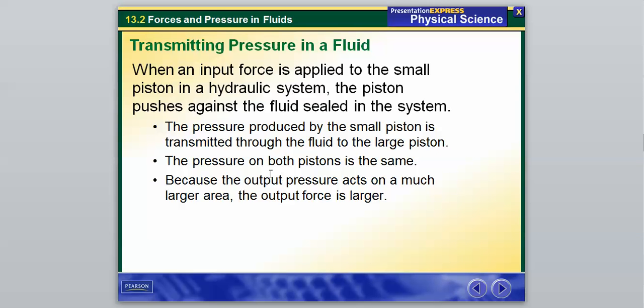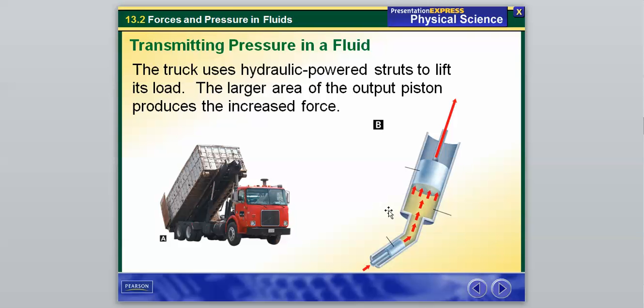The pressure on both pistons is the same, but because the output pressure acts on a much larger area, the output force is going to be larger. Because they spread it out, because it acts over a larger area, this piston is going to be able to push much harder and provide a greater output force than what was actually put into it. So hydraulic systems are very effective, and they harness fluid pressure to move things by using a smaller input force to generate a greater output force.